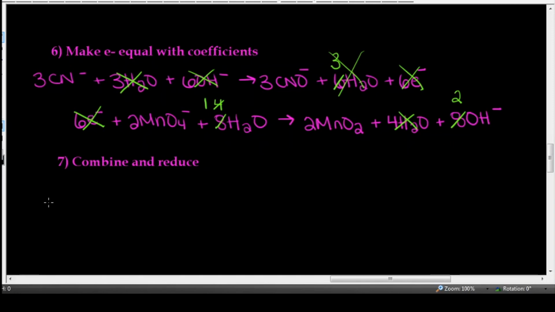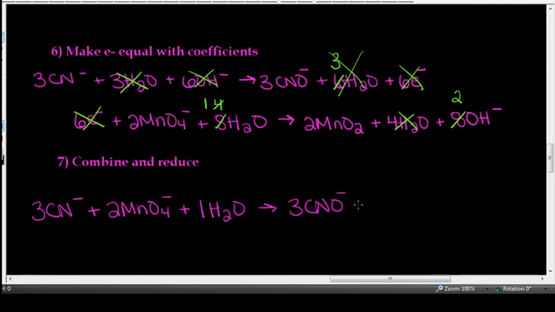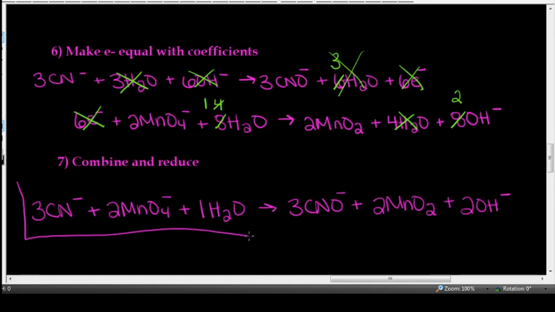Oh my gosh, I hope I have the right final answer. Okay, so on my left-hand side, I have 3 CN minus plus 2 MnO4 minus plus 1 water. And on my right-hand side, I have 3 CNO minus plus 2 MnO2 plus 2 OH minus. Oh gosh, let's hope that's right. 3, 2, 1, yes. 3, 2, 2. We did it. Woo! Good job, you guys.